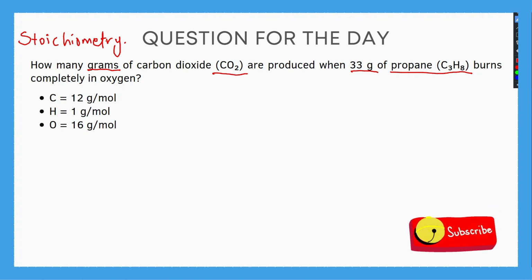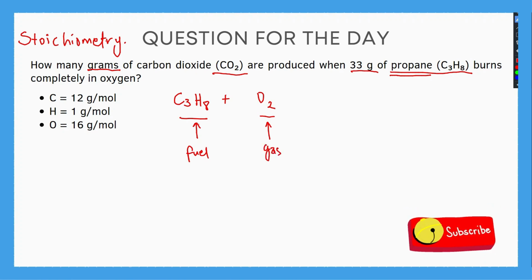They said how many grams of carbon dioxide are produced when 33 grams of propane burns completely in oxygen. So the reactants are propane, C₃H₈, and oxygen, O₂. Propane is a fuel, and oxygen is a gas. And when fuel burns in oxygen, two things are produced: carbon dioxide and water. So let's go ahead and balance this chemical equation.